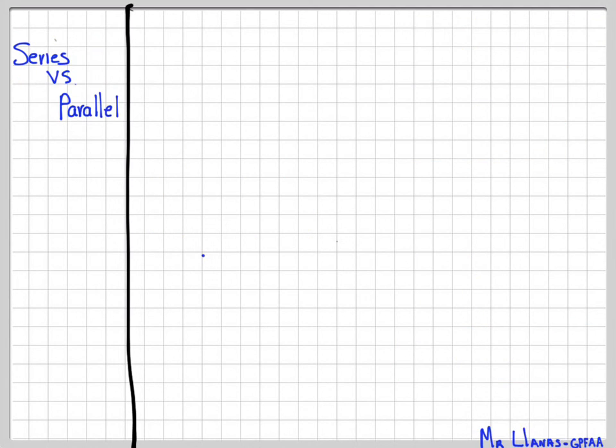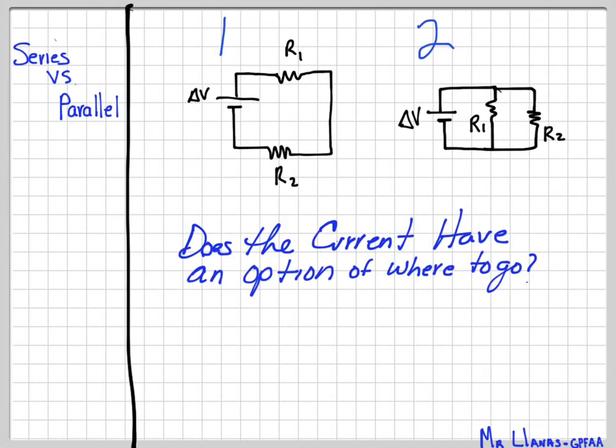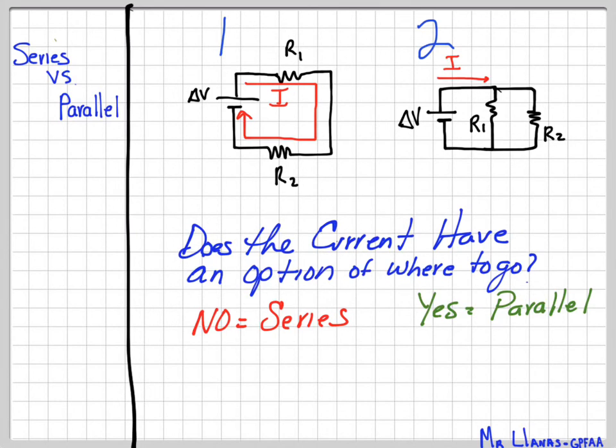Now to compare these two: if you're given two diagrams and asked which one is in series and which one is in parallel, the question you have to ask yourself is, does the current have an option of where to go? In circuit 1, it doesn't. It has to go through 1, then through 2. In circuit 2, it does have an option. It could go all through R1, all through R2, or split into both. So if there is no option, you know it's a series. If there is an option, then it's parallel. Those arrows represent the way the current can go.